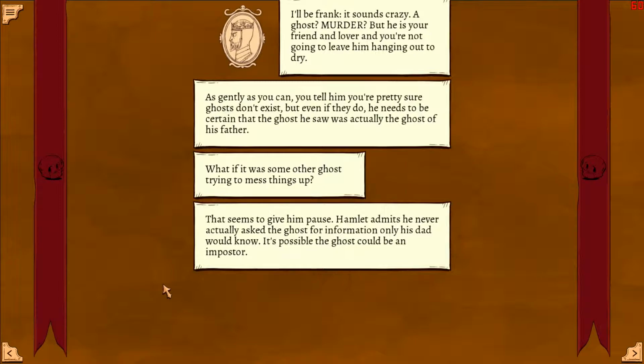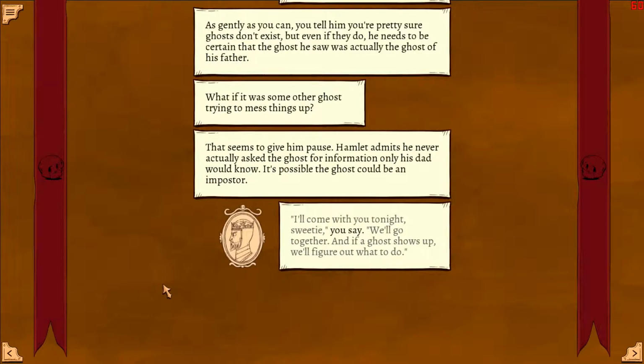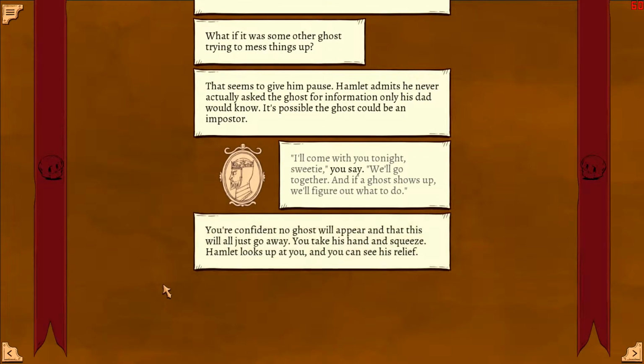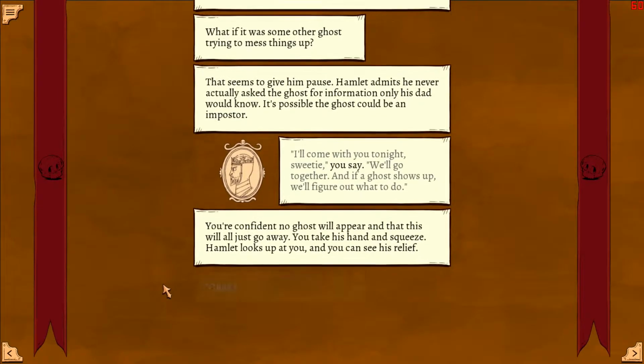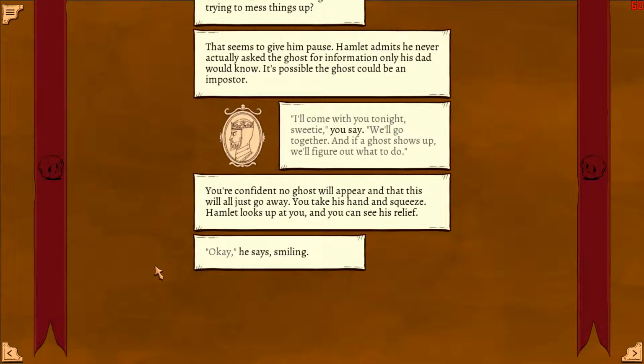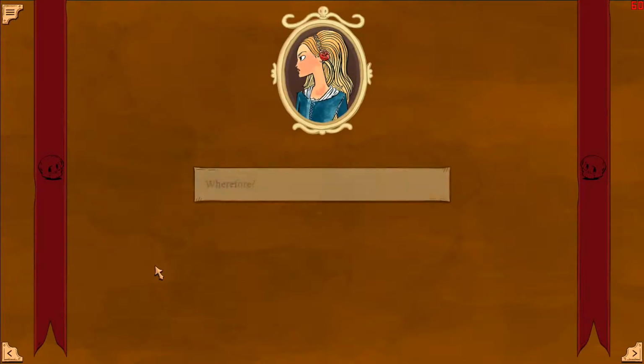Hamlet admits he never actually asked the ghost for information only his dad would know. It's possible the ghost could be an imposter. "I'll come with you tonight, sweetie," you say. "We'll go together, and if a ghost shows up, we'll figure out what to do." You're confident no ghost will appear, and this will all just go away. You take his hand and squeeze. Hamlet looks up at you, and you can see his relief. "Okay," he says, smiling. Go to see the ghost that evening.